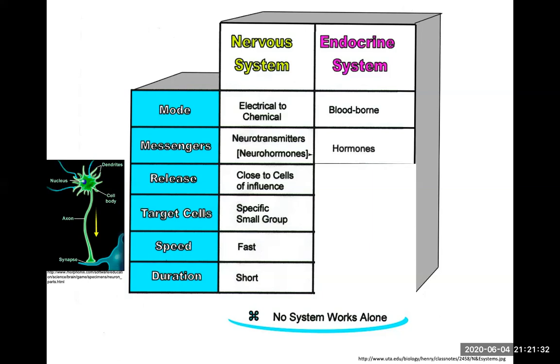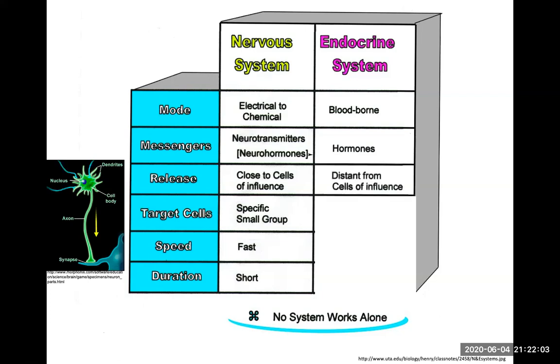In the nervous system, the messengers are neurotransmitters such as acetylcholine, and the messengers in the endocrine system are your hormones. The release in the nervous system is always very close to the cells of influence. You can see the release here of those neurotransmitters occurs at a synapse, which is a tiny space where those neurotransmitters will attach to the next neuron or the next muscle cell to continue that transmission.